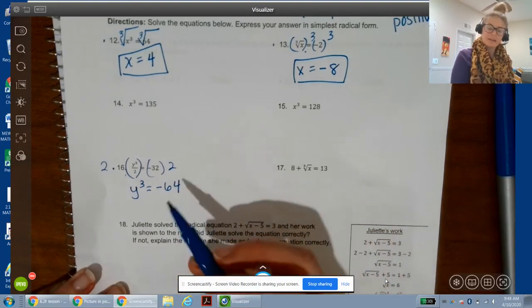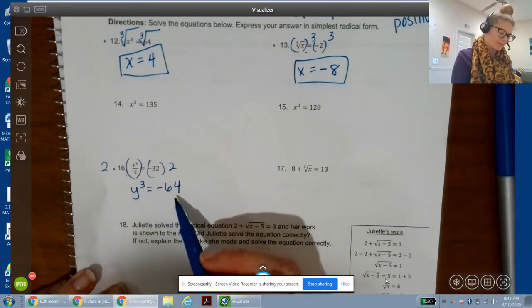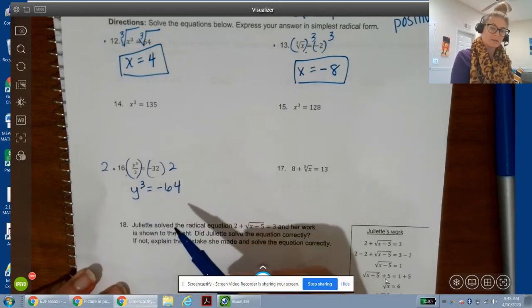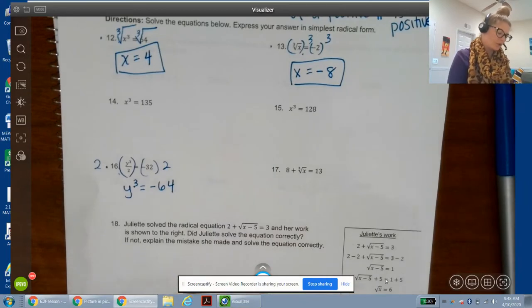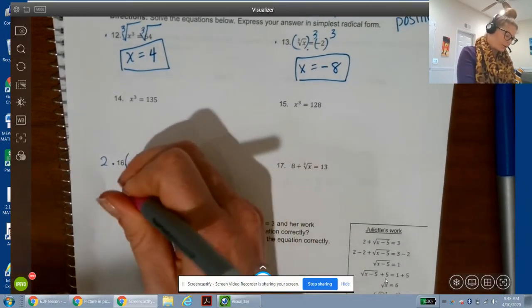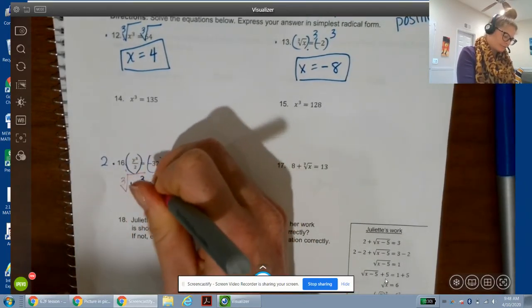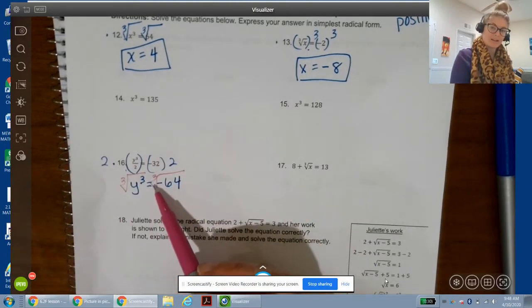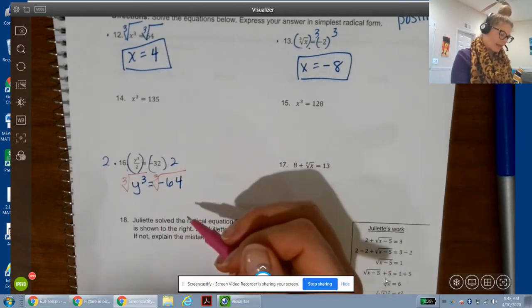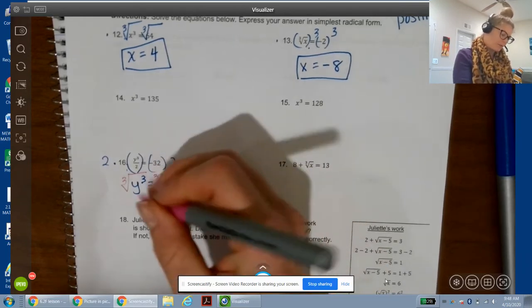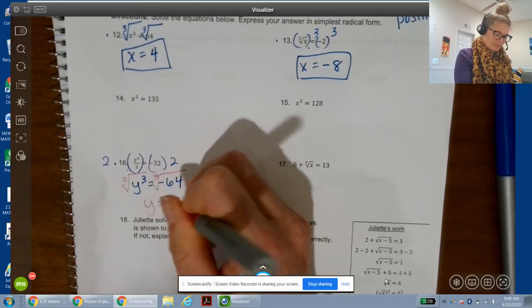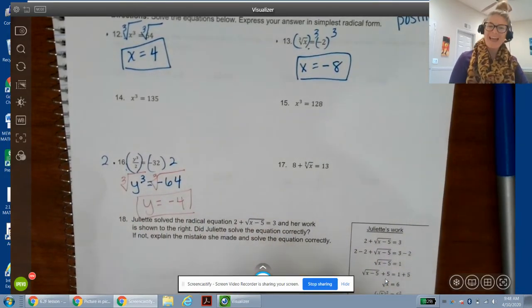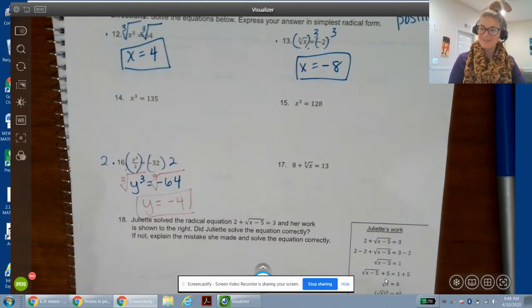Is this okay? It's totally fine that we have an exponent equal to negative 64 because our exponent here is odd. So now to undo cubing, I'm going to take the cube root of both sides. It's okay we're taking the cube root of a negative number because remember, a cube root is an odd index. And the cube root of negative 64 is negative 4. Perfect. So go ahead and pause me and finish 14, 15, 17, and we'll check in when you're done.